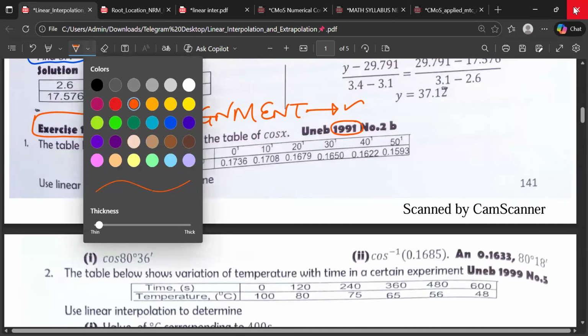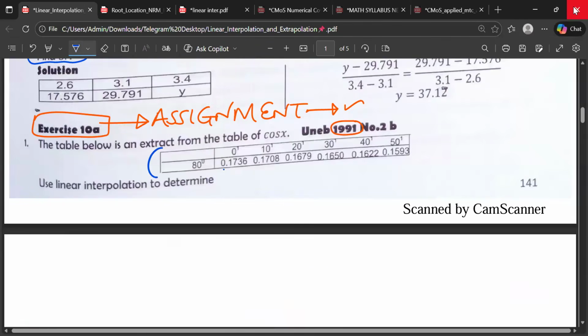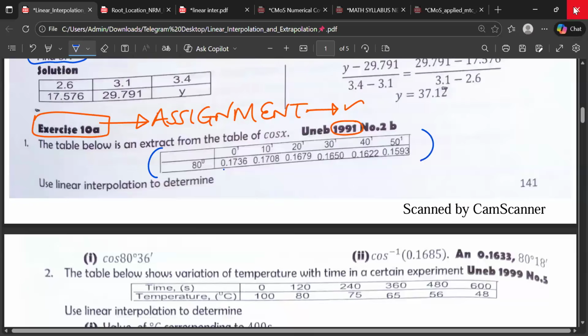Are you seeing what they want? They gave you this table. Then they said use linear interpolation. So here it was interpolation, and they want you to get this cos 80. Remember, this is cos x. So here we have 80 degrees, then 36 minutes. 36 minutes will be between 30 minutes and 40 minutes.